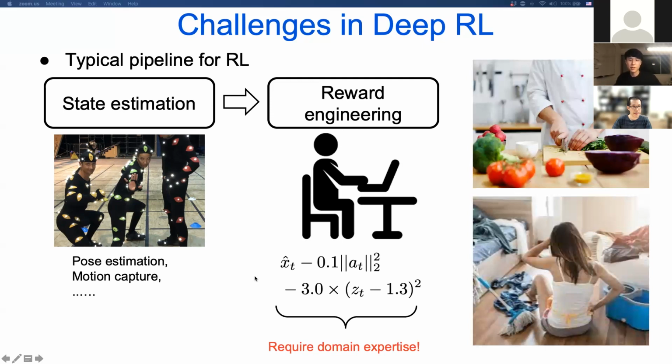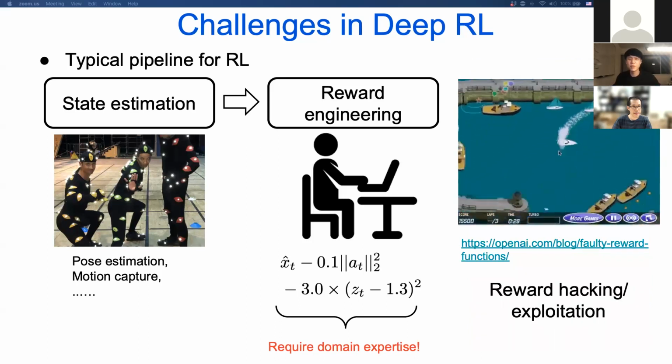So specifically, let's think about reward engineering first. Basically, the fundamental problem of reward engineering is that it requires domain expertise to define the reward. And there are many tasks where we cannot easily define the reward. For example, if you think about cooking or cleaning, it is non-trivial to quantify the taste or cleanliness. And because of that, it is hard to use deep reinforcement learning or reinforcement learning.